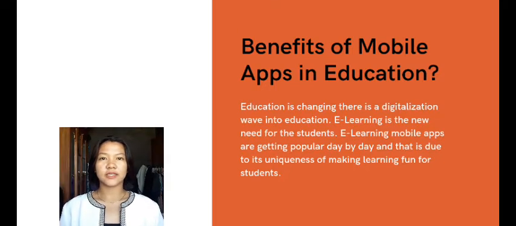Educational mobile apps directly target the psychology of the students, which helps the students to understand and grab the information from a different perspective. The app makes them understand the concept by giving them challenging tasks, puzzles, and educational games.